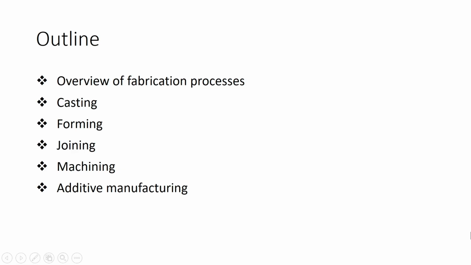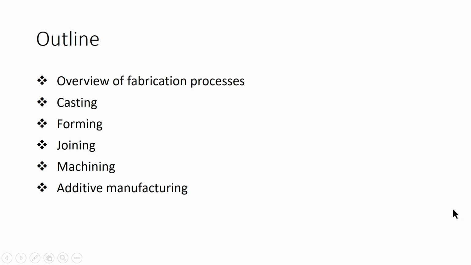Hello everyone, I welcome you all to the fourth lecture of week 3. In week 3 we are looking at various selection and fabrication criteria and methods which are required to build an automated system. In this lecture we will be learning, at a primary level, various fabrication processes.